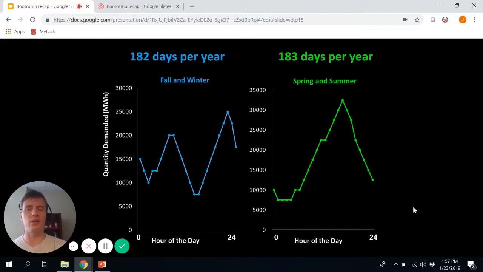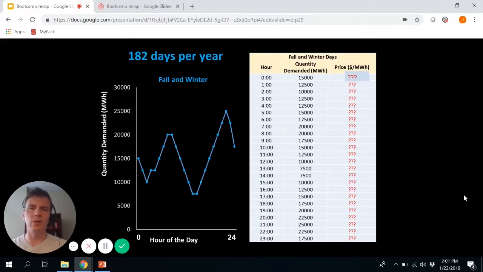On the blue side, it shows how electricity demand changes throughout a fall or winter day. And the green line graph on the right shows how electricity demand in spring and summer days would change throughout the day. So let's zero in on one of these categories, the fall and winter days. Now what I'm showing you is that same line graph that plots quantity of electricity demanded for each hour of the day. And what I'm showing you in the table is that same information, where the first column is the hour of the day from midnight to 2300 or 11 p.m.